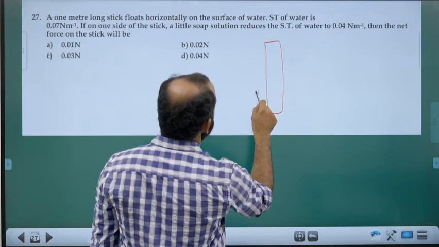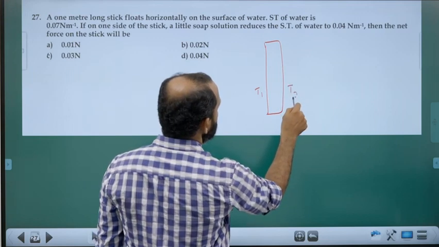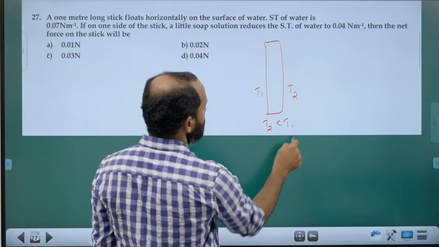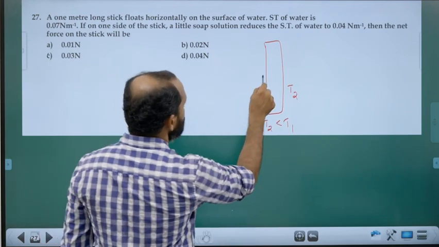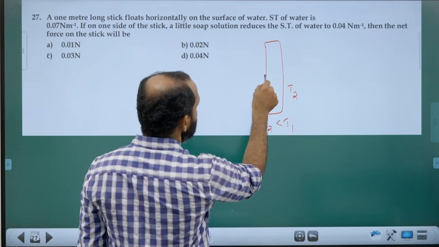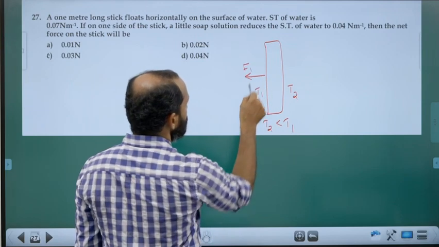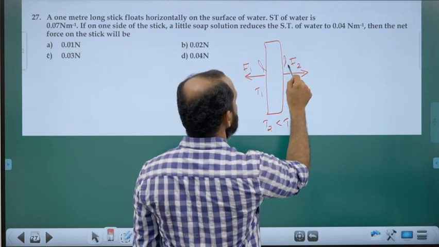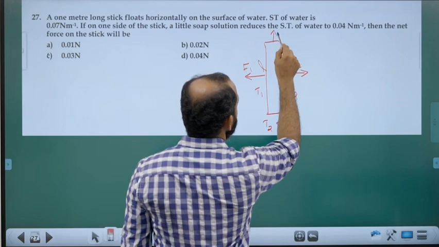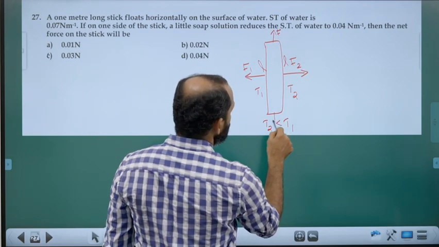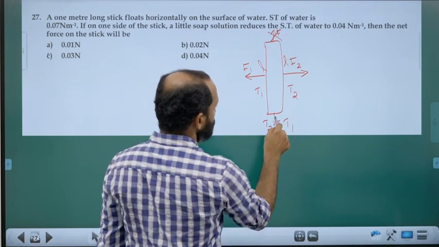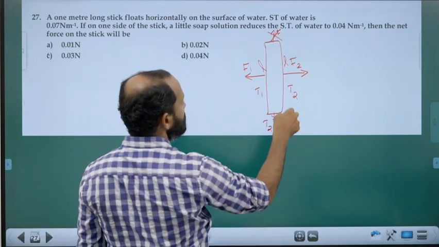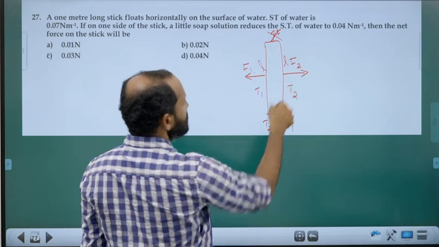Here surface tension say T1. Here surface tension say T2. Suppose T2 is less than T1. Now these molecules on the surface of water will pull with a force F1. These molecules also will pull with a force F2. The length of that side is L. On this side also, of course, forces are there, but these two forces are equal and opposite and cancel, so I am not considering that. Why? Because here and here the surface tensions are the same. But on these two sides, the surface tensions do differ.